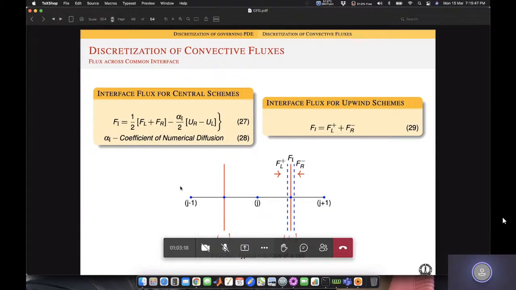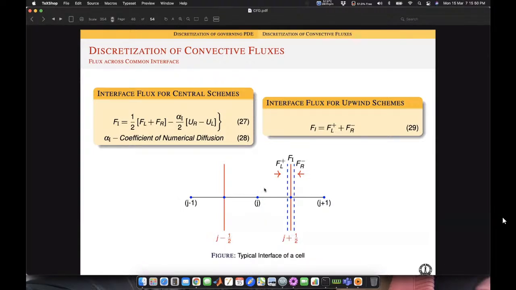Central scheme: suppose I have two points, j and j plus 1, and there is an interface sitting in between. The flux is transferring, and I want the interface flux. The flux coming from the left hand side is given as FL, and the flux from the right hand side is FR. I can use these two as an average flux and a dissipative flux, or I can calculate FL plus and FR minus separately and add them. So based on the numerical scheme available, you can calculate the fluxes in different ways.